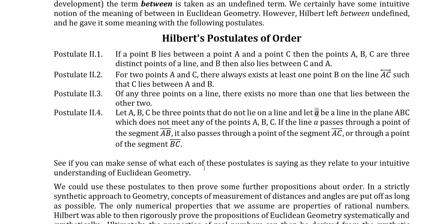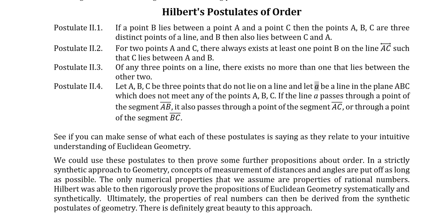Really, in a strictly synthetic approach to geometry, the concept of measurement, distance, and angles are all put off as long as possible. And really the only numerical properties that we assume are properties of rational numbers. Hilbert was then able to rigorously prove the propositions of Euclidean geometry systematically and synthetically. And then ultimately you can use the geometry postulates to prove properties about real numbers, which can be derived from geometry. There's certainly a great beauty to this approach, and I encourage you to maybe actually read Hilbert's book on geometry at some point.